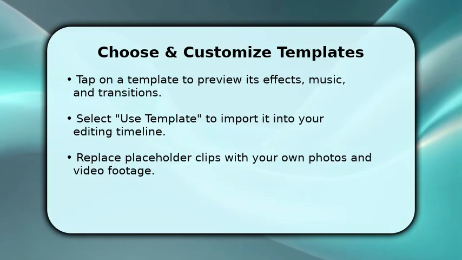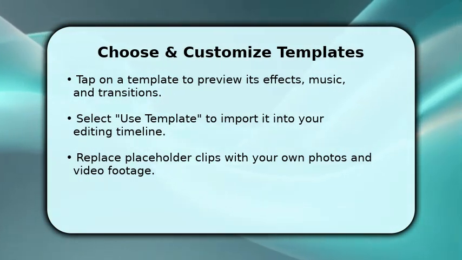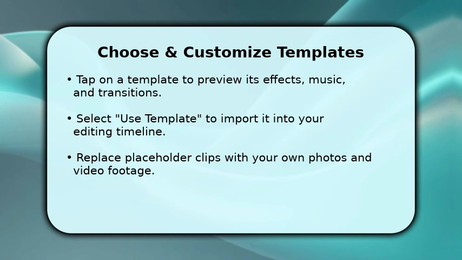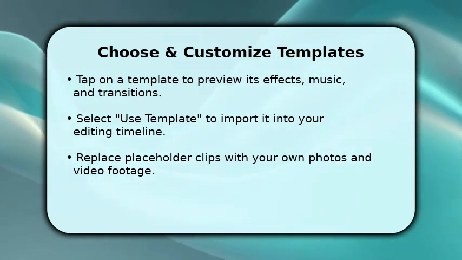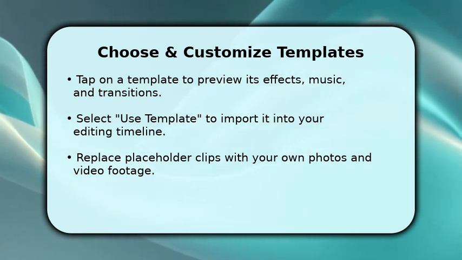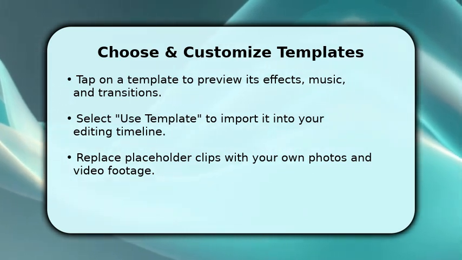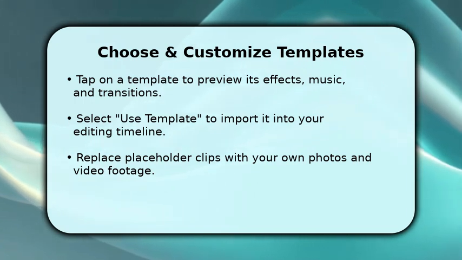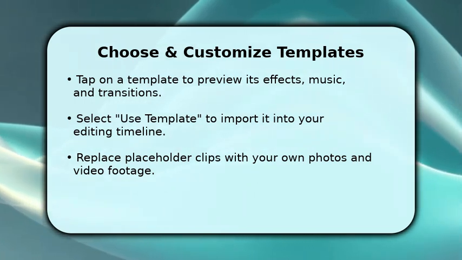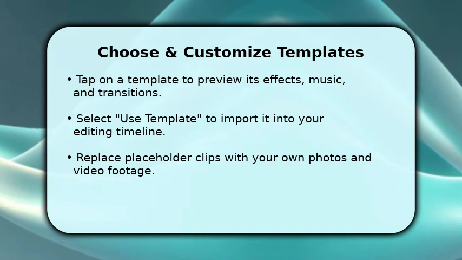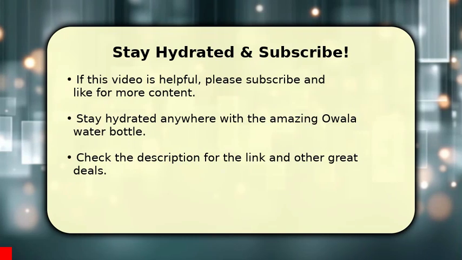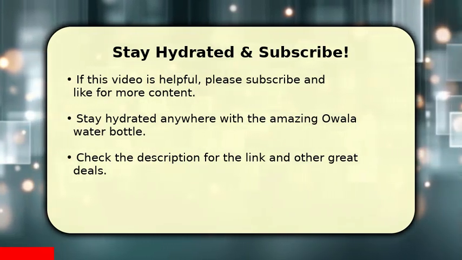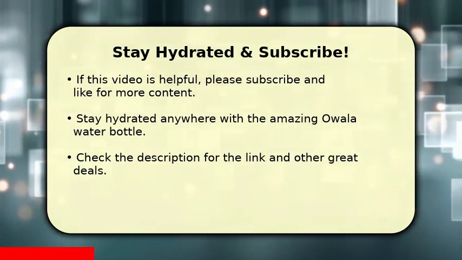Once you've found a template you like, tap it to see a preview of its elements. This lets you visualize how your content will look. After previewing, select Use Template to bring it into your editing workspace. The template will appear with placeholder clips. Now, you can easily replace these with your own media, such as photos or video segments, directly from your device's gallery.